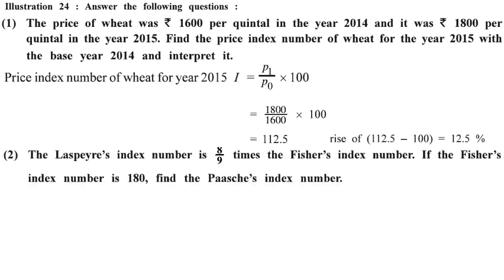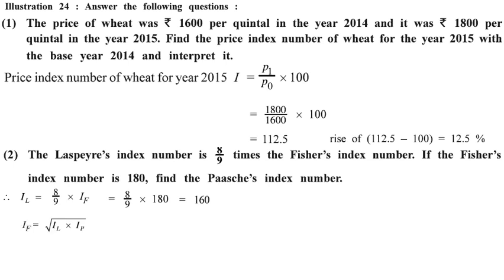Study properly. The second question: the last year's index number is 8 upon 9 times the Fisher's index number. So we have to calculate Paasche's index number. The Fisher is 180. We will start with IL is 8 upon 9 times IF. So IF will be multiplied with 8 upon 9. IF is 180. So 8 upon 9 into 180 will give us 160. That means the last year's value is 160.